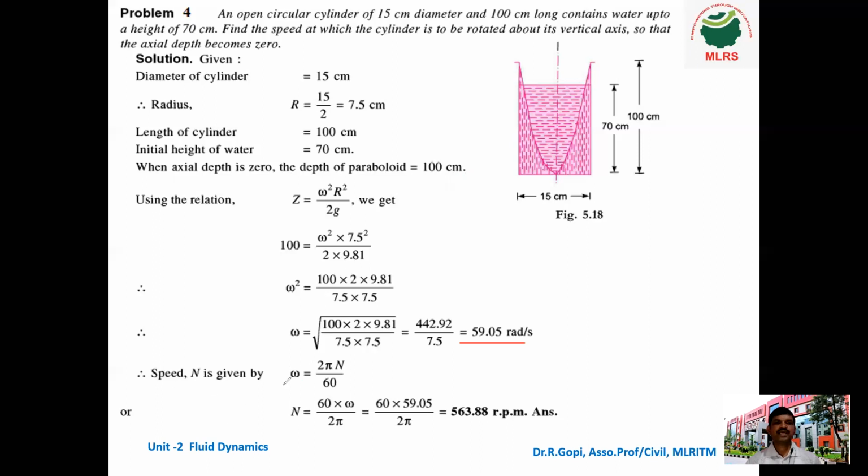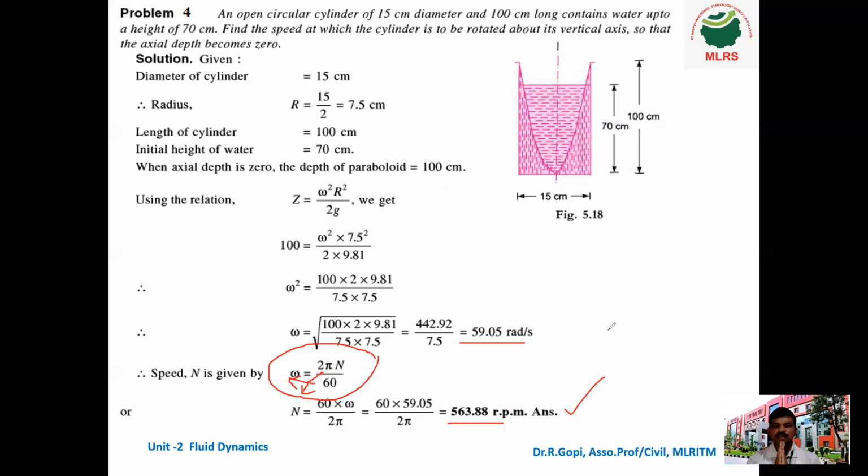Next, speed. Once you find the omega value, we can easily calculate the speed. Using the relation omega is equal to 2 pi n by 60, n is equal to 60 into omega divided by 2 pi. From this we got 563.88 RPM.